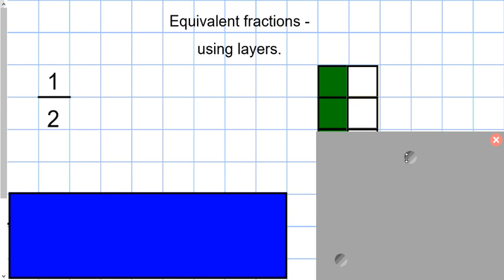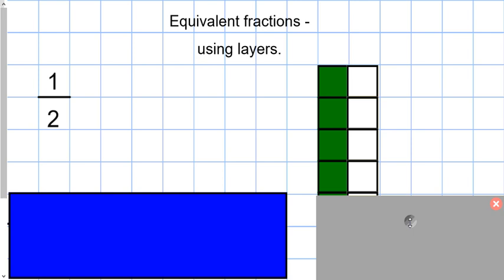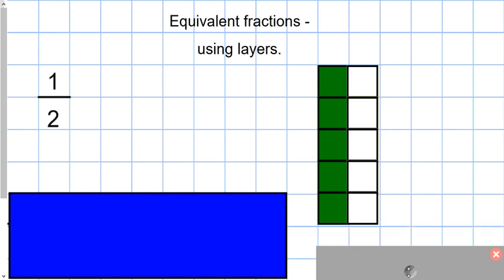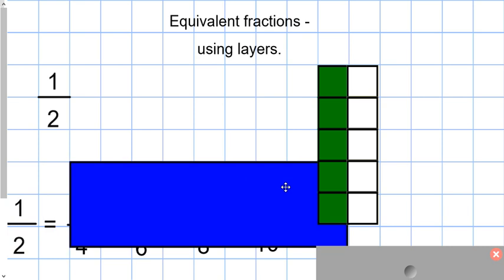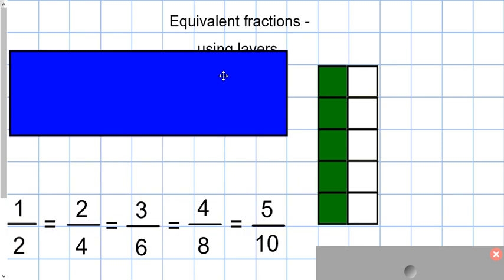I can keep adding layers to my diagram of 2 each time, and remember to shade in 1. Now this leads to 1/2 equaling 2/4, 3/6, 4/8, and 5/10. These are all equivalent to 1/2. Now, I would only recommend using this method up to perhaps tenths. Once numbers get bigger than that, they can be quite tricky to draw. But let's look at a slightly more challenging one.